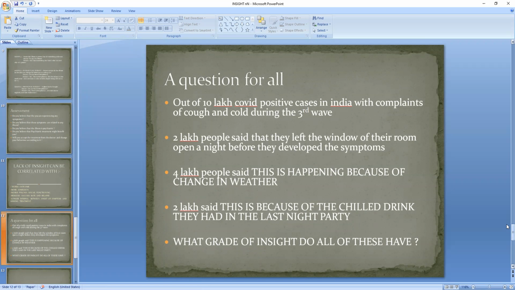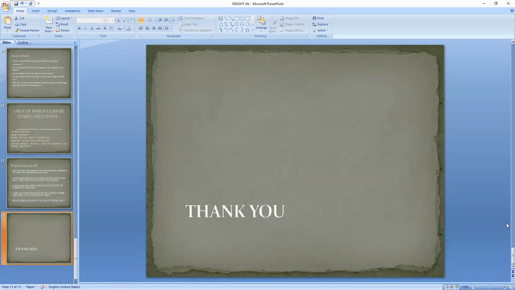It is grade 3. Why? Because they accept the disease. They accept that they are having symptoms, but they are attributing them to some external or physical factor. So insight is not just for psychiatric disorders. We see every patient. We ask our parents, are you having any fever? They'll say no, we left the window open last night, so this happened. So this is it. Thank you.